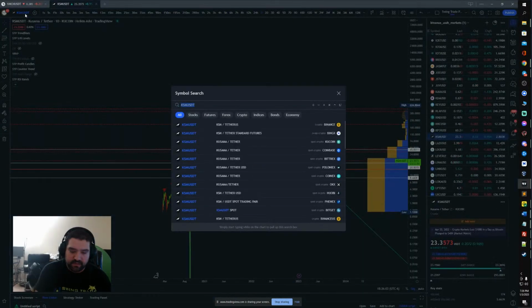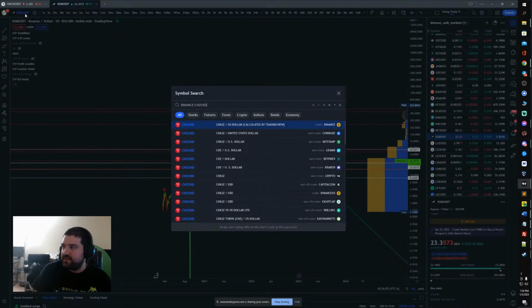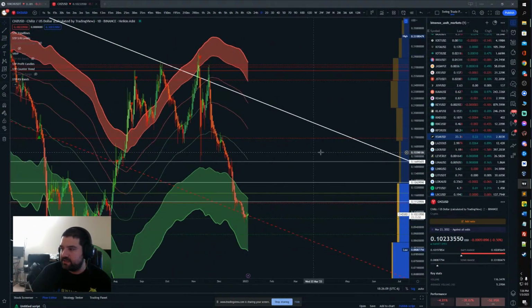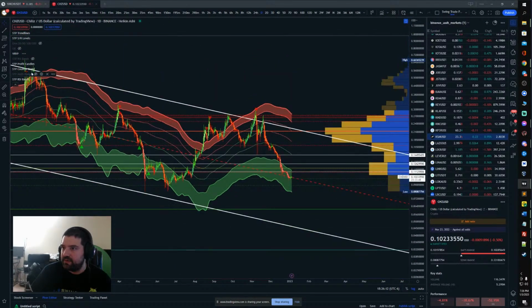CHZ was requested. We'll take a look at it. This, I believe, was at a support on Sunday, and I said to not short this asset because it is at a support. We don't want to be shorting assets at supports.